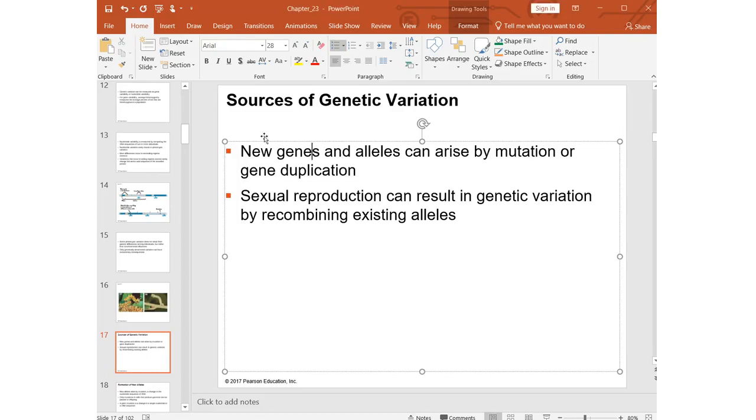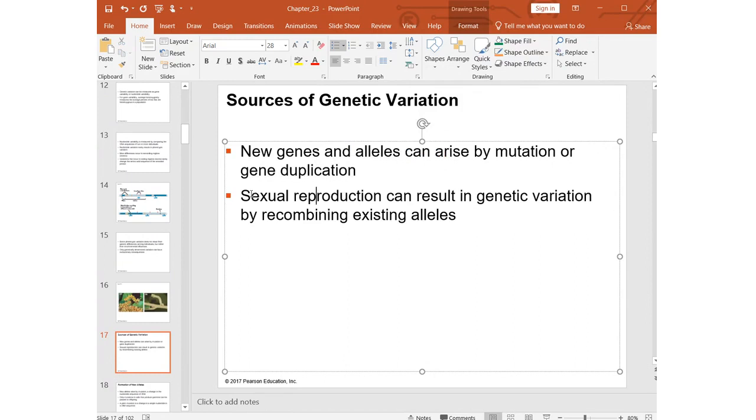So new genes and alleles can arise by either mutation, like we've seen before, or something called gene duplication. And gene duplication is kind of rare, but it's a case where a whole gene is actually duplicated, so that where you had one gene before, now you have two genes on that chromosome.